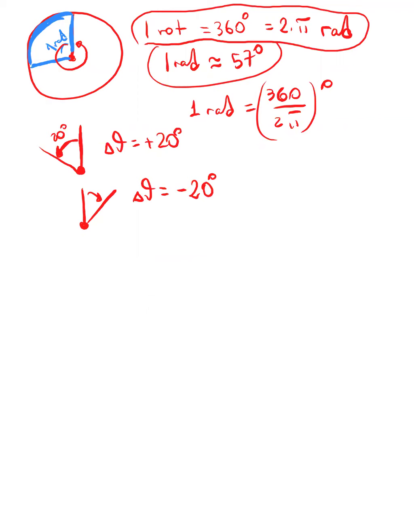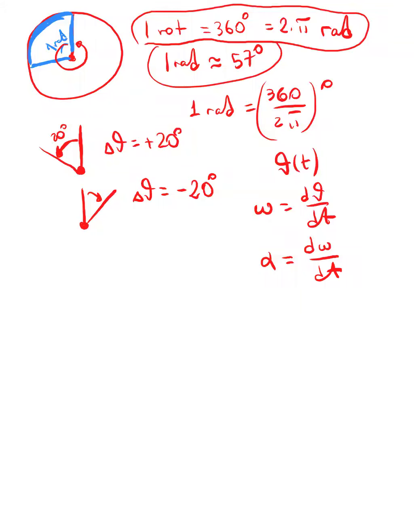So just to remind you, you have your angle that changes in time, then angular velocity is the derivative of your angle with respect to time, and angular acceleration is the derivative of your angular velocity with respect to time.